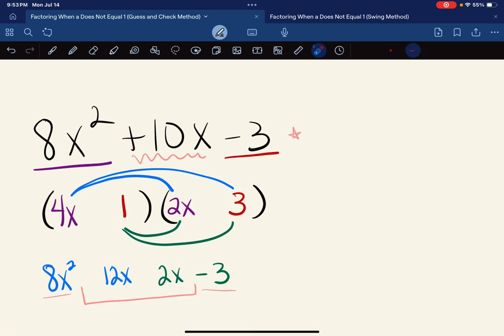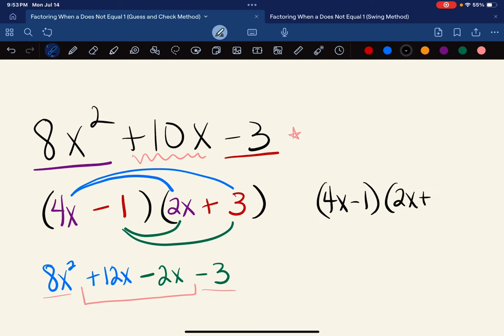So how can I make 12x and a 2x combine to make a 10x? Well, the only way that's going to happen is if my 12x is positive and my 2x is a minus 2x. All right, so which terms did we multiply together to get 12x? It was these two, so I need them both to be positive. And which terms did I multiply together to get my 2x? It was these two terms. So if my 2x is positive, that means my 1 must be the minus. And there you go. Your entire factored form is 4x minus 1 times 2x plus 3.